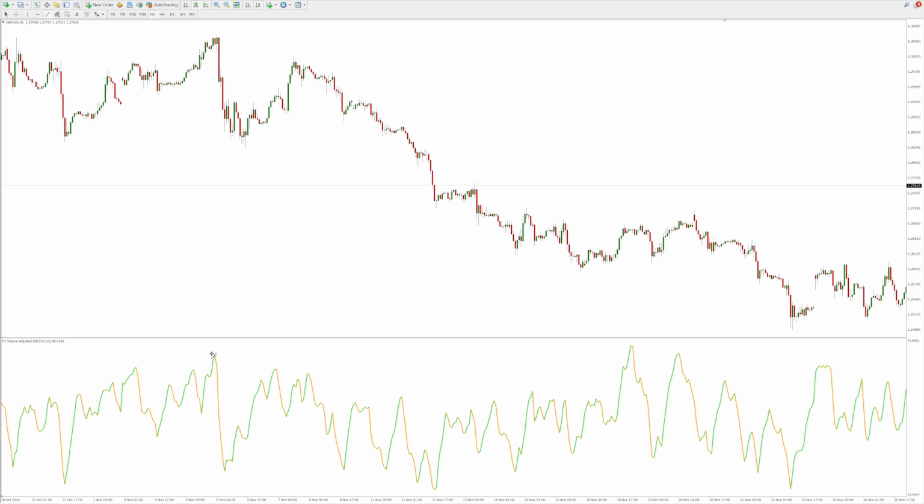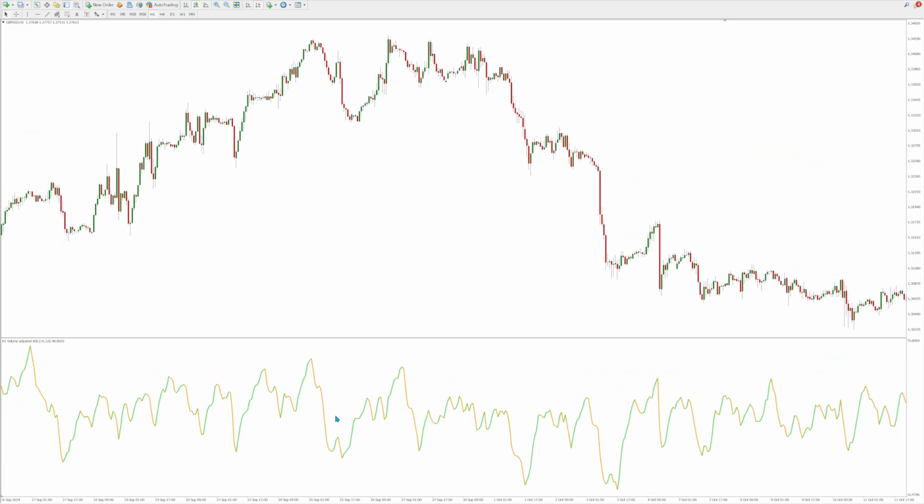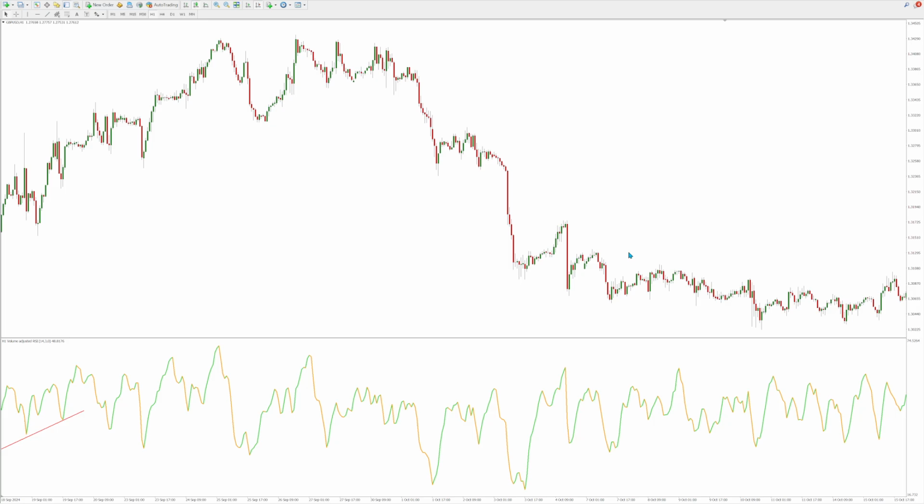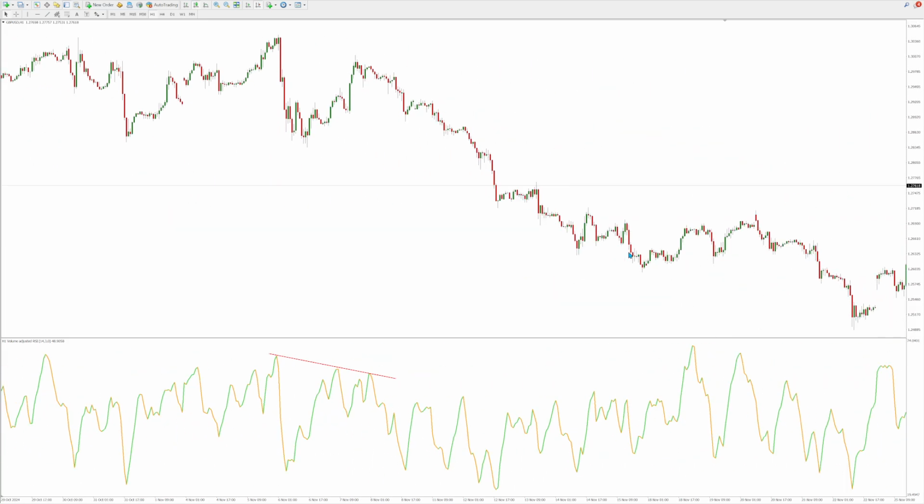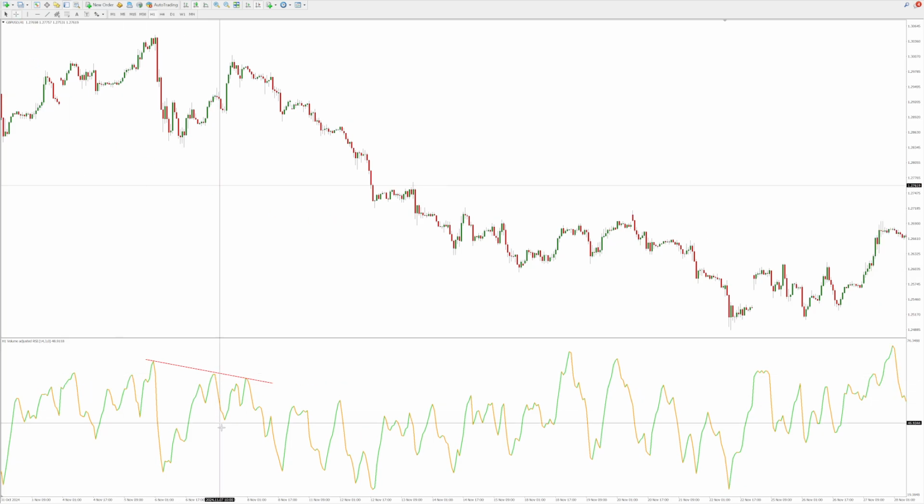You can also be aware of your divergence, which is when it makes lower highs, it suggests that the market is going to be falling down. Okay, just as when it makes higher lows, it suggests that the market is moving up. Okay, so that's the basic things that we look for in this indicator. What we don't do is we don't just buy and sell every time it changes color.